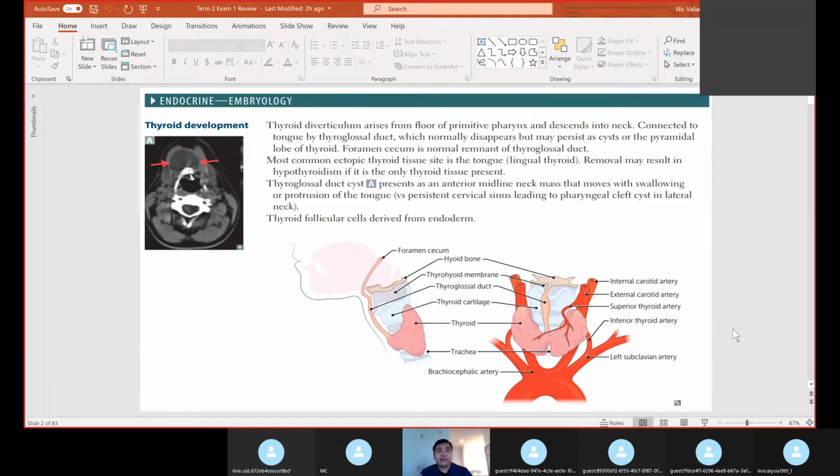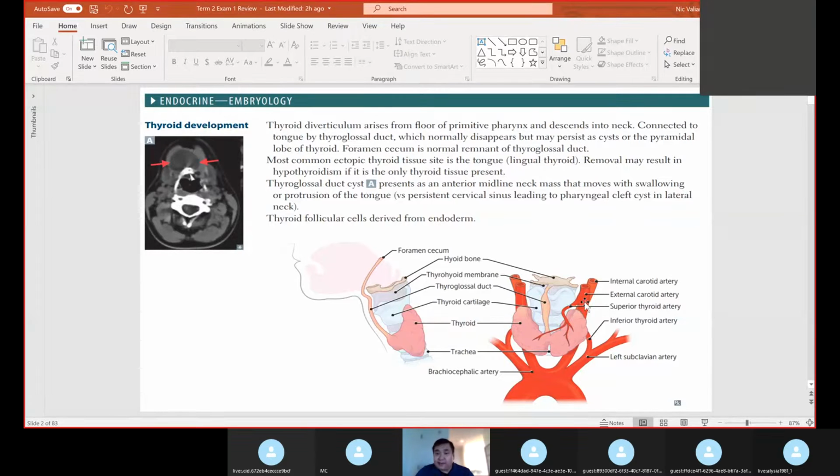Don't forget, your thyroid follicular cells are derived from your endoderm. Let's look at the image here. There's an anatomy question here. They're going to ask you, for example, about a thyroidectomy. If we remove the superior lobe of the thyroid, what artery is affected? Superior thyroid artery. But what branch does it come from? It comes from your external carotid artery.